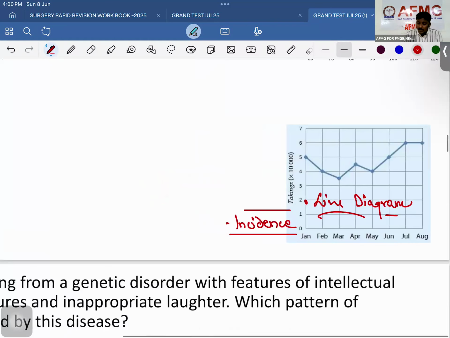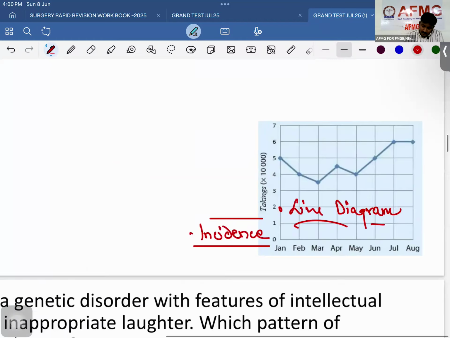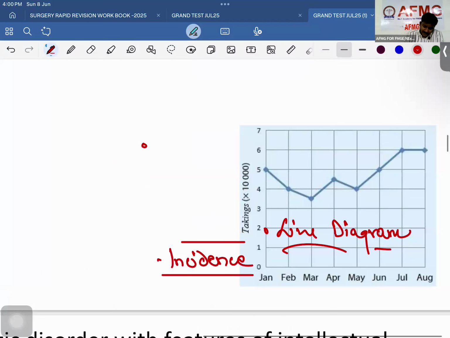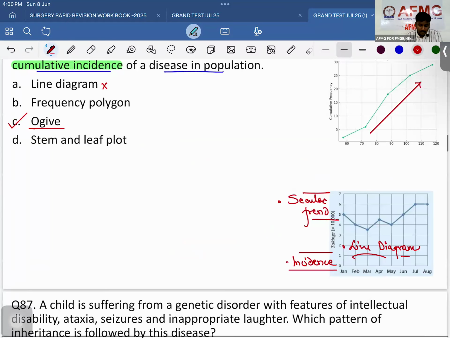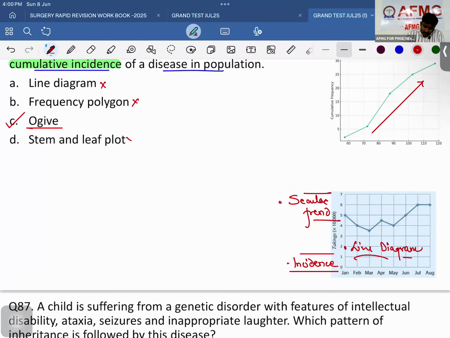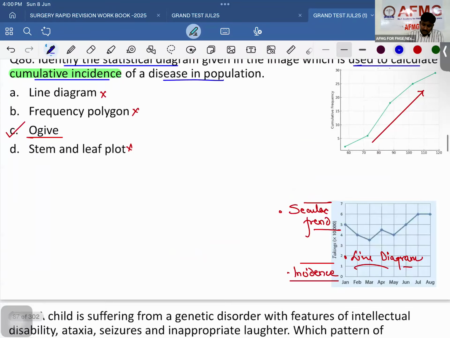Clear about one thing. Apart from this, if I talk about the line diagram beta, we know this is the best statistical diagram to represent which trend of the disease. The long-term fluctuation, that is secular trend of a disease, is best represented by a line diagram. Another PYQ from your examination. Do remember that. Okay? No issues with this, anybody?